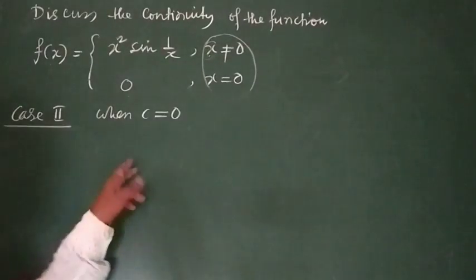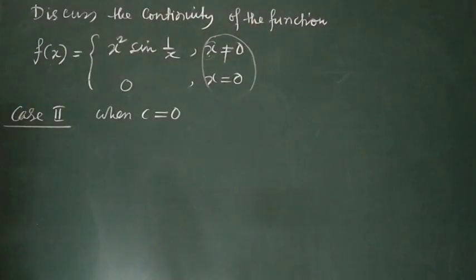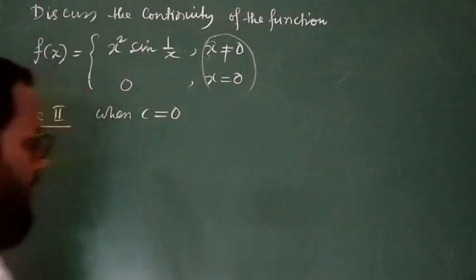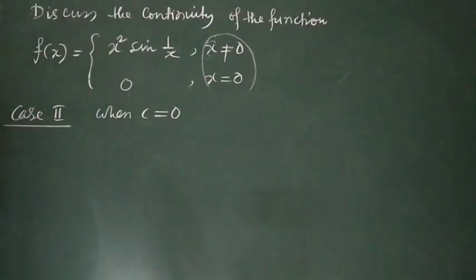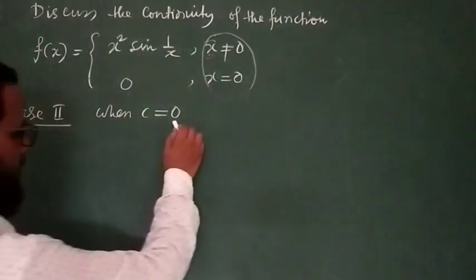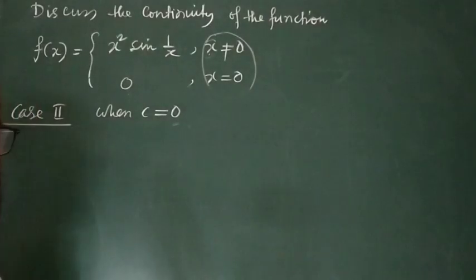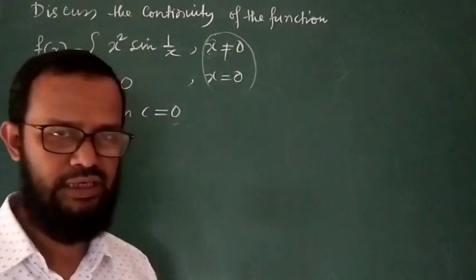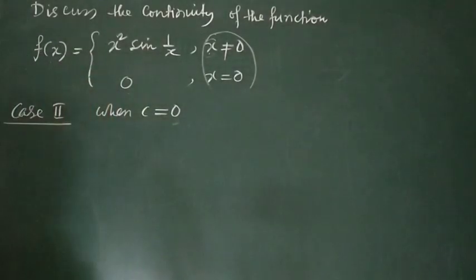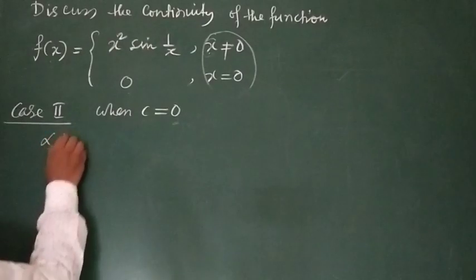Now, when c equal to 0, what will happen? When c equal to 0, how to check the continuity of the function at this particular point? Since c equal to 0 is a particular point, we are going to use the left hand limit, right hand limit and functional value. First we find left hand limit.